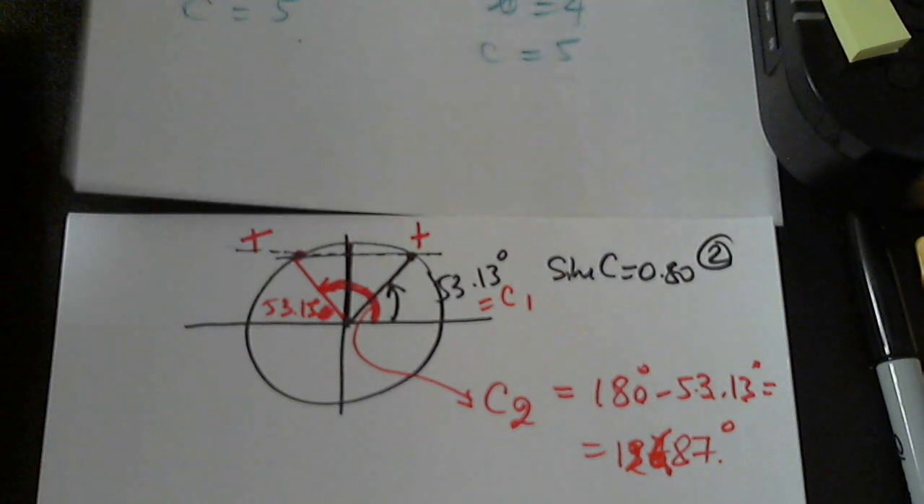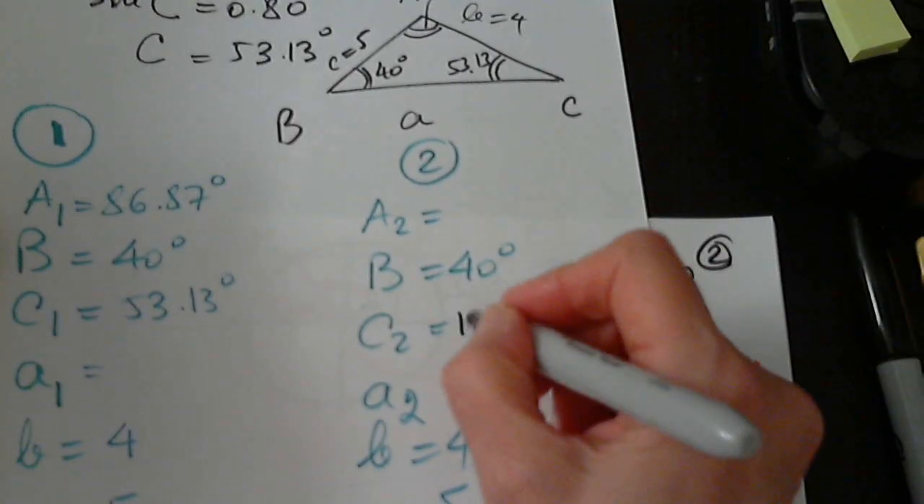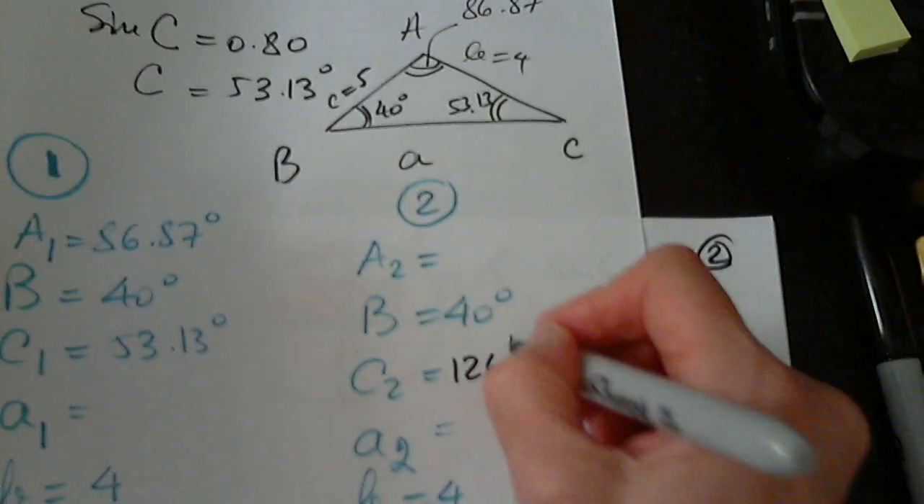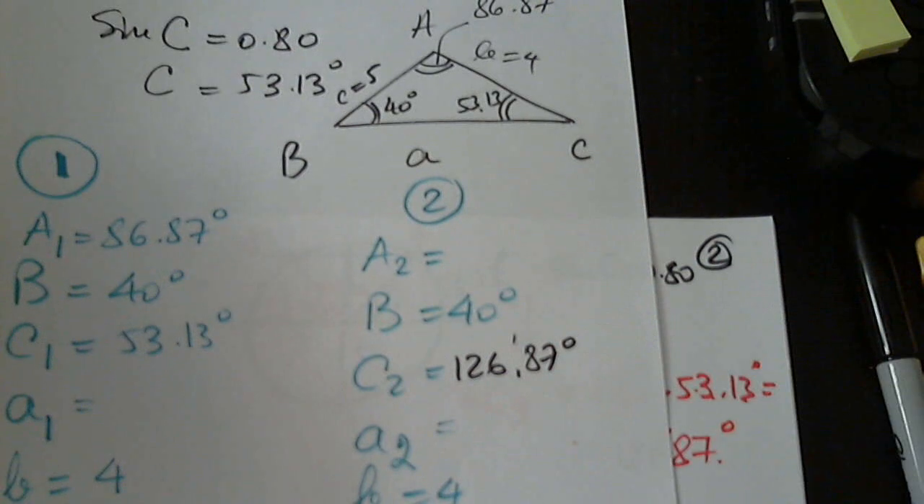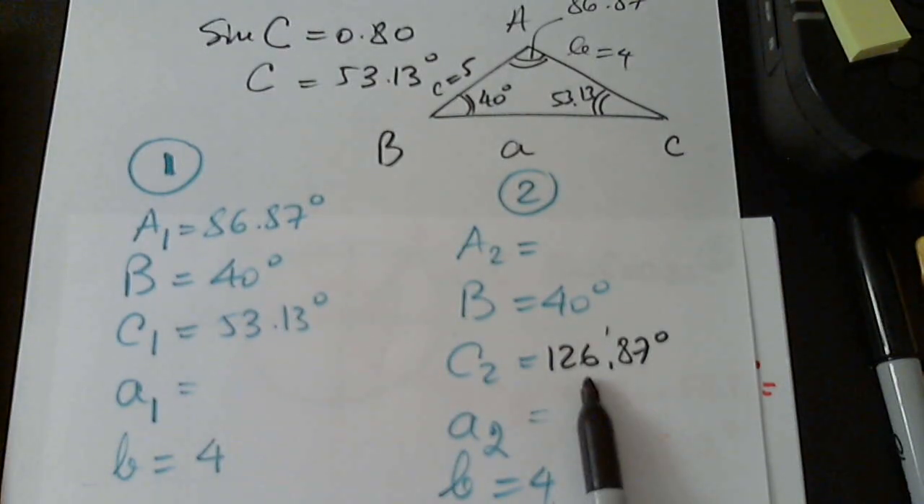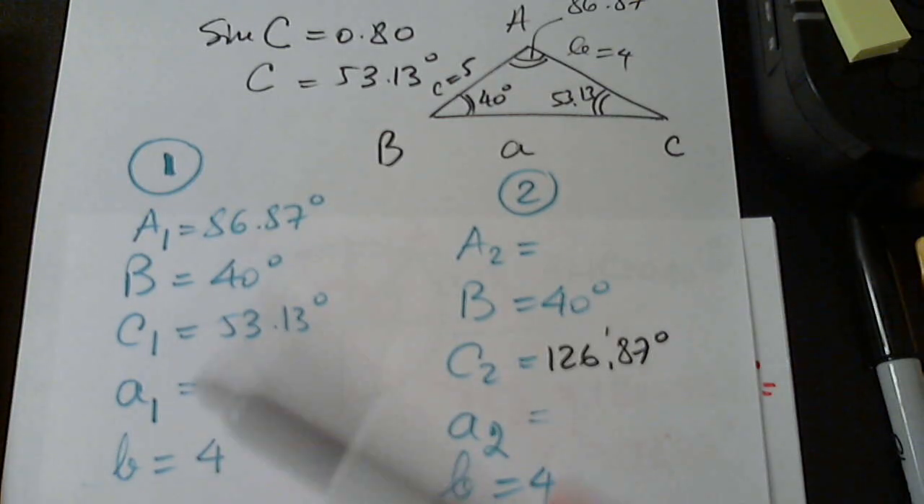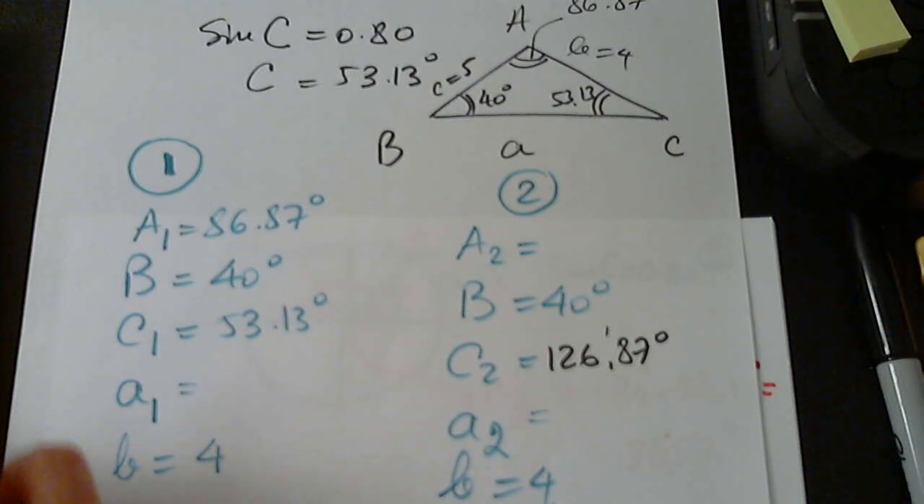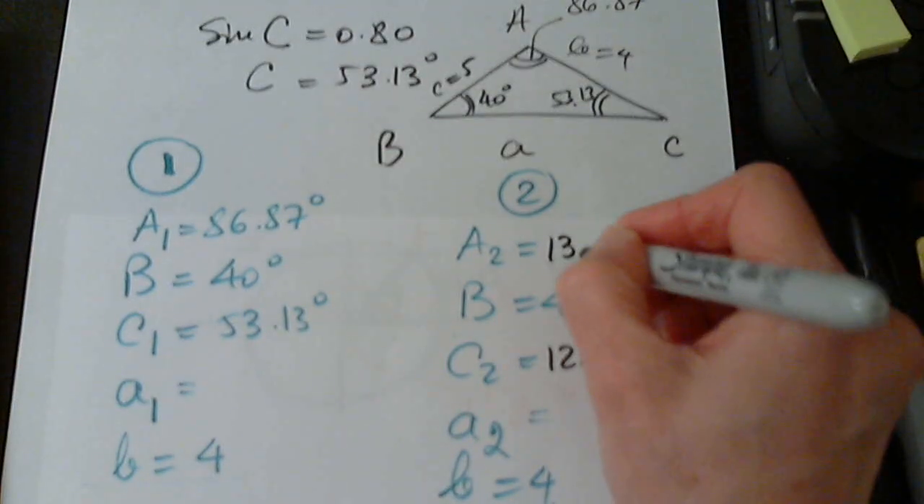Yep, that's right now. Perfect. So then this is 126.87 degrees. Now, from 180, I have to subtract 126.87. I have to subtract 40 degrees to determine A2. Okay, what is it? 180 minus 40 minus 126.87. And I got a tiny angle, but it's possible.